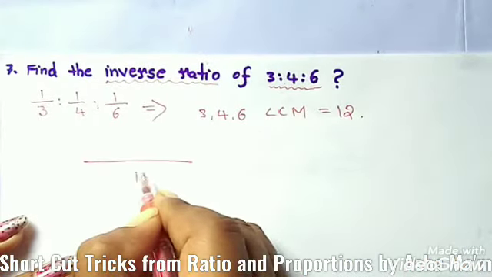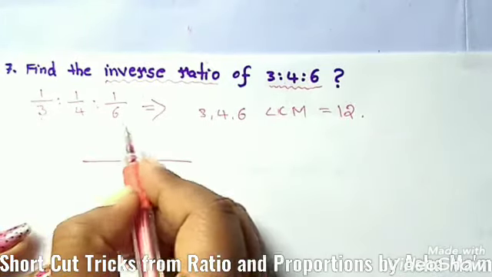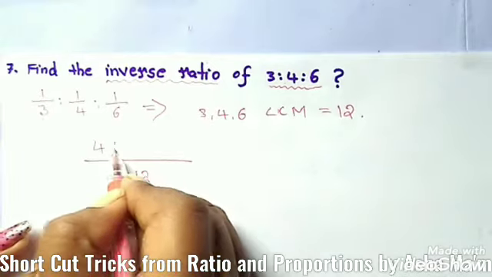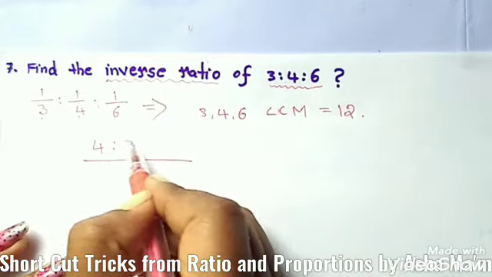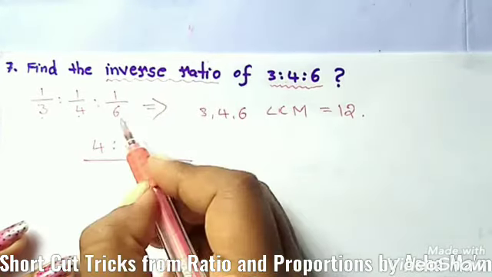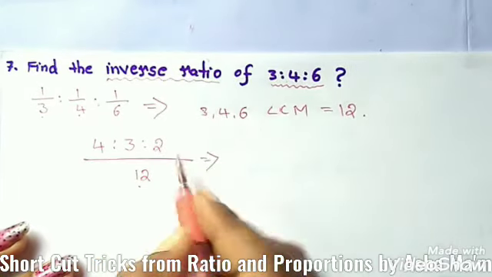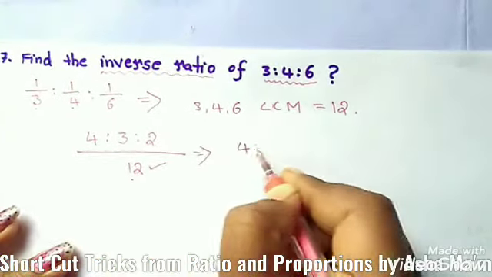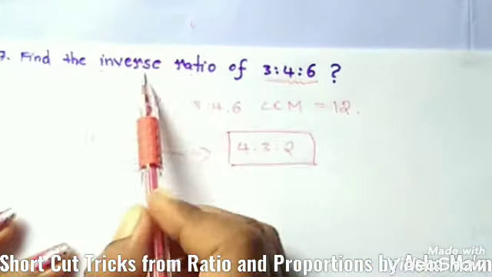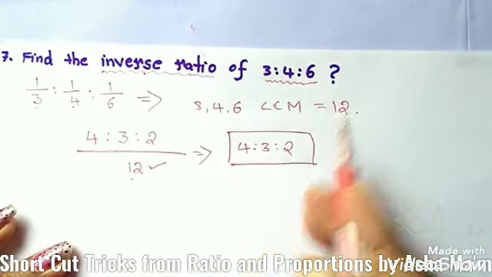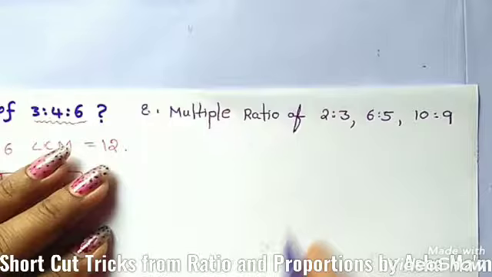Okay, now this 12 is cancelled in these 3, 4 times, 4 into 1, 4. 12 will be cancelled in this 4 3 times, 3 into 1, 3. 12 will be cancelled in this 6 2 times, 2 into 1, 2. You can ignore simply these 12, then you can write 4 is to 3 is to 2. That is the answer. So inverse ratio of 3 is to 4 is to 6 is 4 is to 3 is to 2. Simple. Now let us see question number 8.